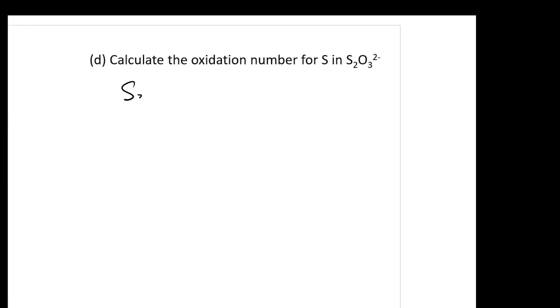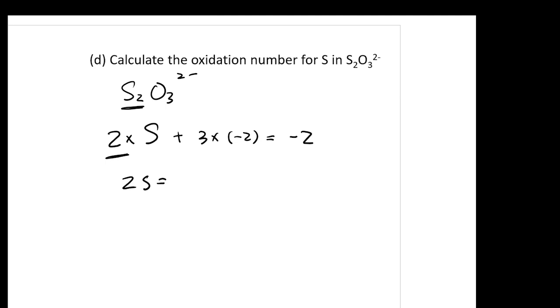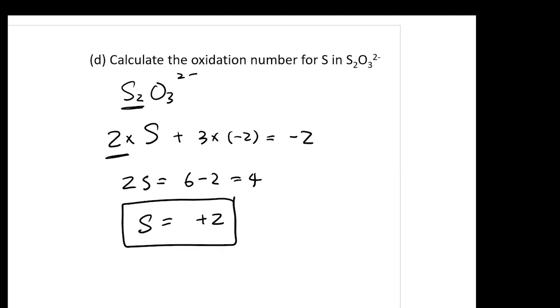The very last example we're going to give here is S2O3 2-, so it's a -2 charge. You want to figure out the oxidation number of your sulfur, but you have 2 of them, so you multiply 2 in front of sulfur, plus 3 times -2, which equals -2. Therefore, 2S equals 6 minus 2, which equals 4. So your S is going to be +2 charged. The oxidation number of your sulfur will be +2.